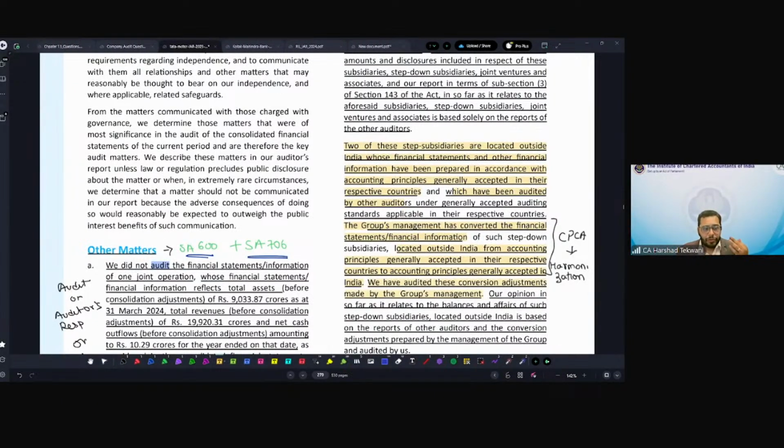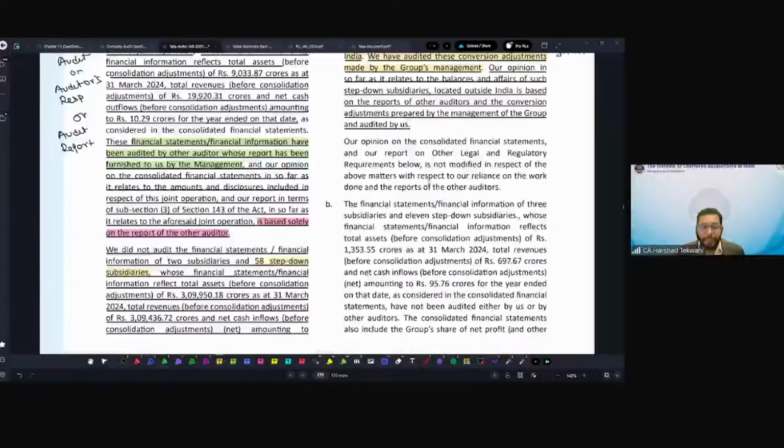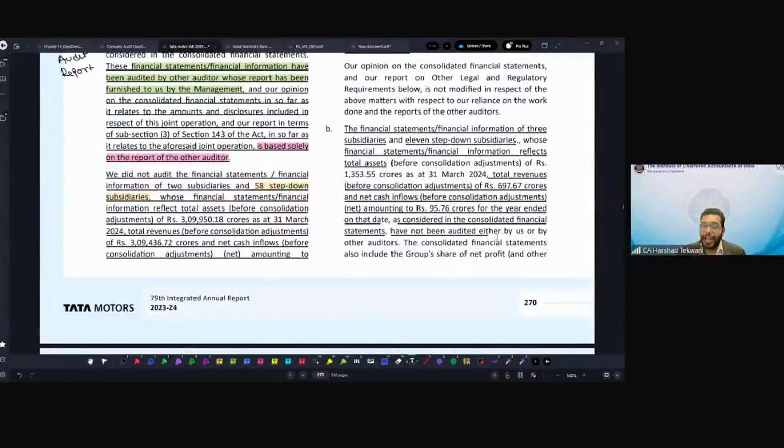Now, remember I was talking about one specific area where I said there could be different accounting periods, and scenarios where you don't have the accounting information or the audit report for that particular period. Now see this particular point. The financial statements or financial information of 3 subsidiaries and 11 step-down subsidiaries, whose financial statements reflect total assets, total revenue and cash flows for the year ended on the date, as considered in the consolidated financial statements, have not been audited either by us or by other auditors. It is not being audited by anyone.